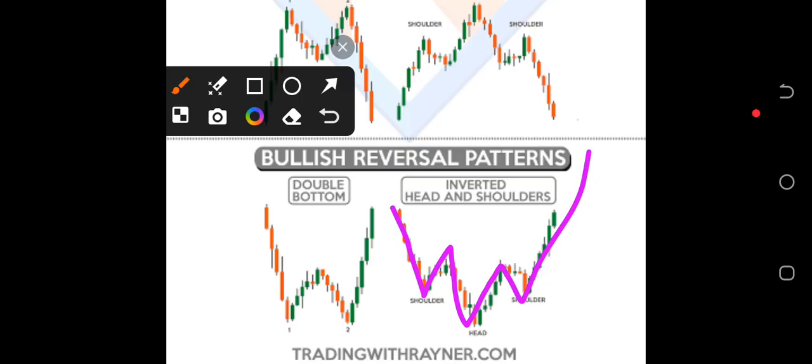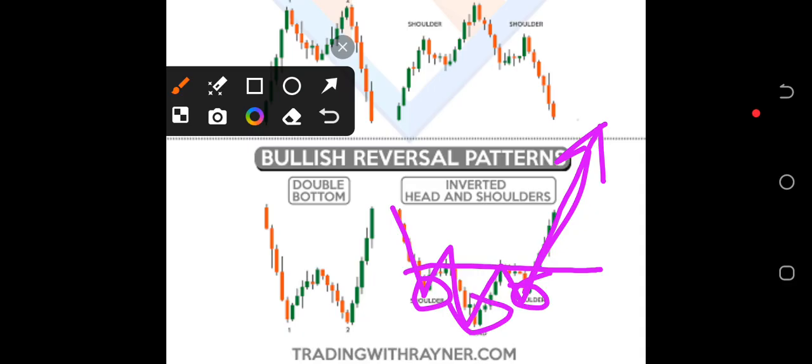What do you expect now? This is now your neckline. A breakout of this neckline, the market should go up, following this pattern. You can see the left shoulder, right shoulder, and the head.